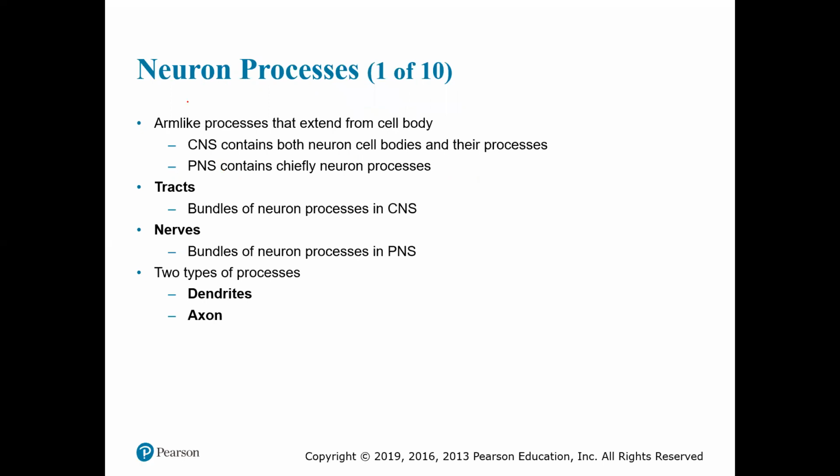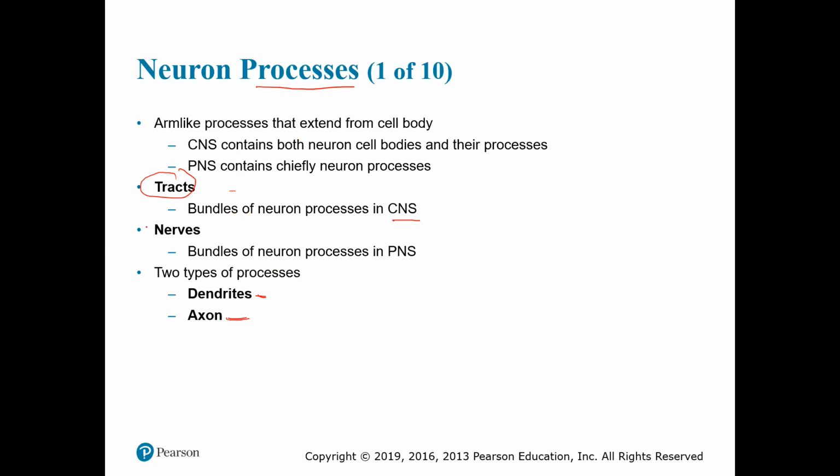All right, moving on. So neuron processes, you have two of those. You have the dendrites, which come into the cell body, and the axon that goes out of the cell body. So every neuron just has one axon, but it could have different configurations. Dendrites could be multiple processes coming into the cell body. And tracts are bundles of neurons in the CNS. Most of the time, tracts are myelinated, and they're both sensory and motor.